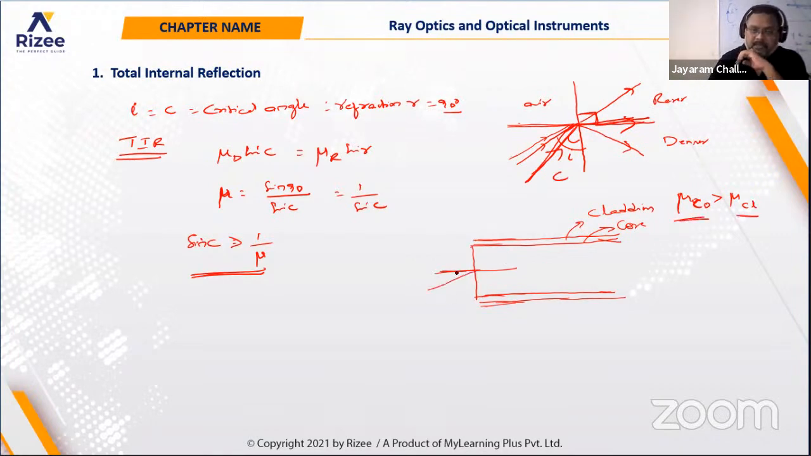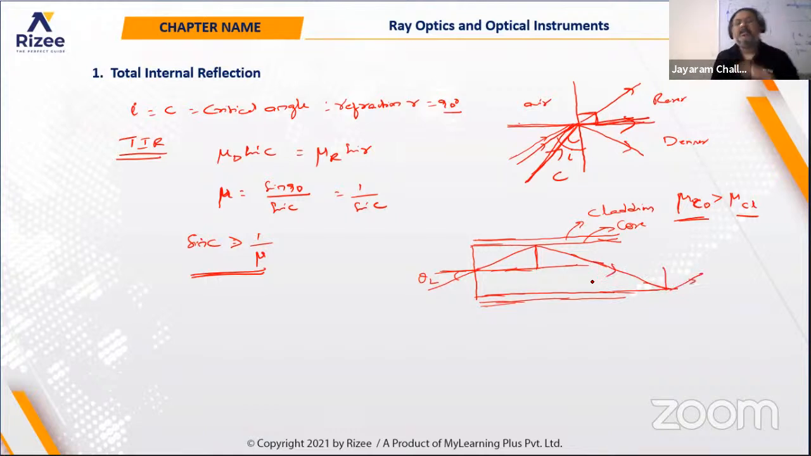When the light ray is incident at an angle called theta L, the launching angle, the light ray refracts in and hits the surface of the core. From there, it undergoes total internal reflection, and in this way, wherever it touches the surface, it undergoes total internal reflection. Thus, the light ray propagates in the medium.